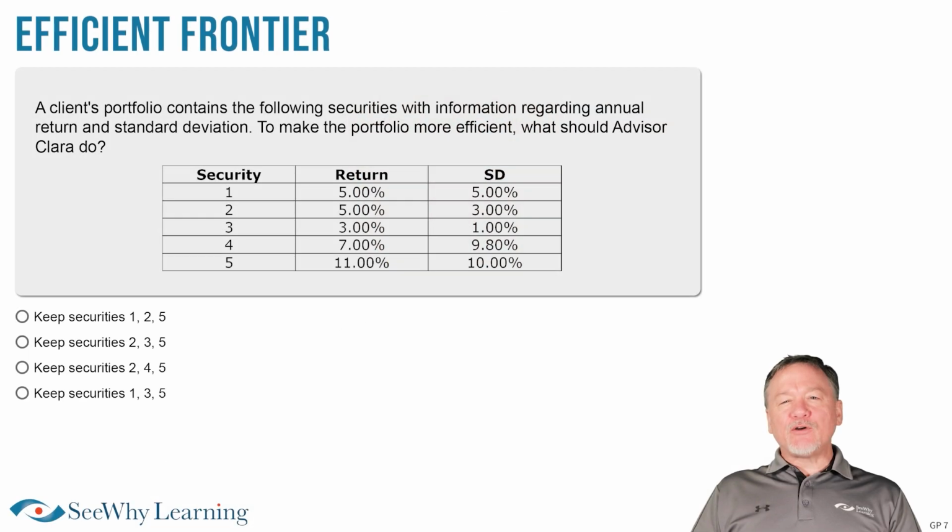While this question doesn't specifically refer to the efficient frontier, that's precisely what it's all about. You just need a well-trained eye to be able to see it. It asks how advisor Clara can make the portfolio more efficient. More specifically, what securities should she keep, and by extension, which ones should she eliminate?